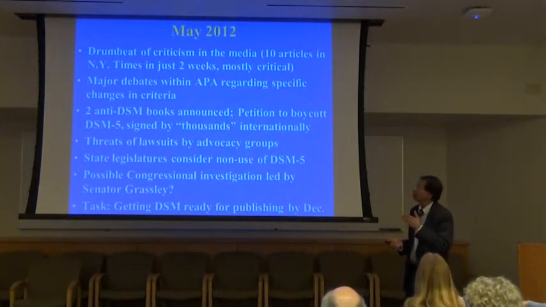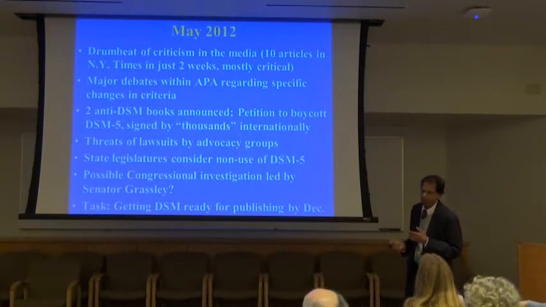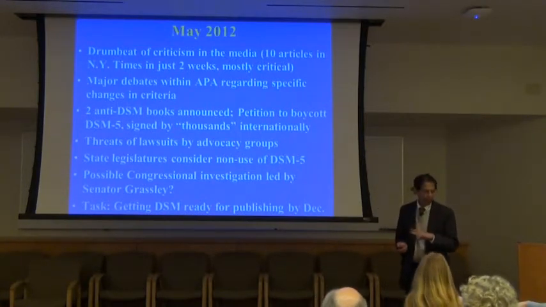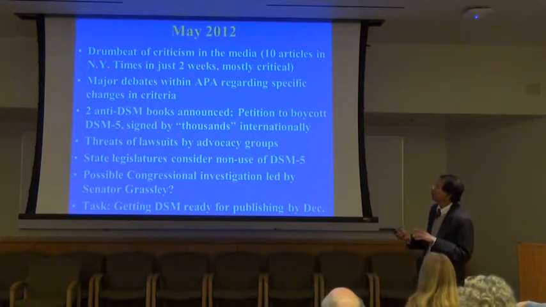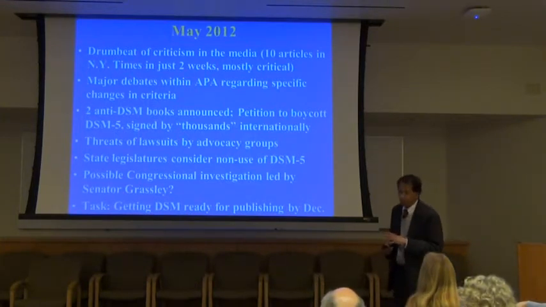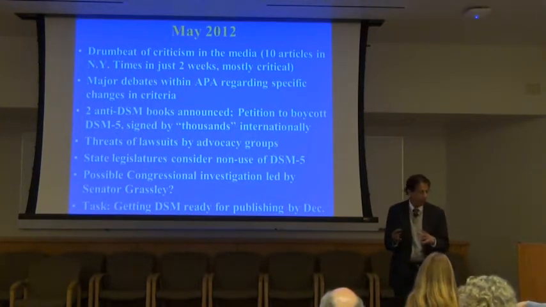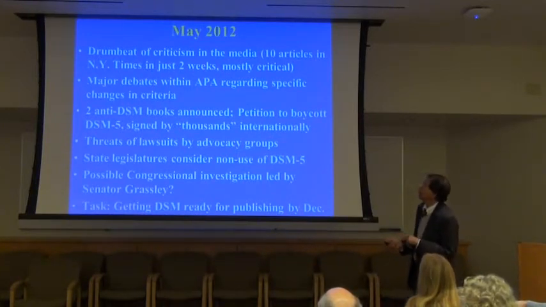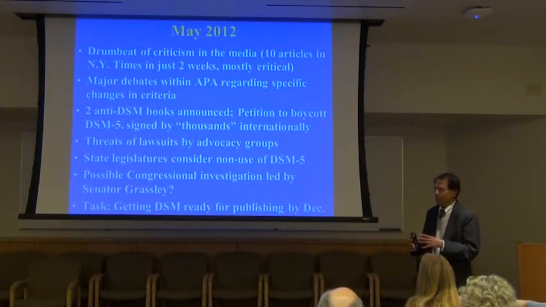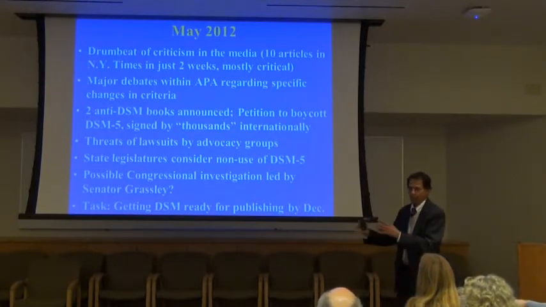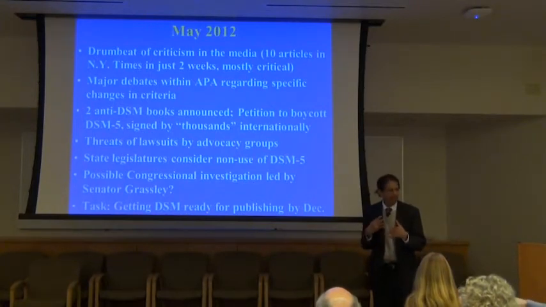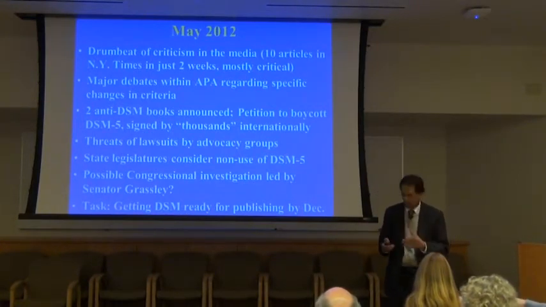Okay. And really, this is the real picture. When I became president in May 2012, the picture looked pretty gloomy for DSM-5. There was a deluge of criticism in the media. The New York Times alone published 10 articles within a span of 2 weeks, most of them highly critical of DSM-5. Even within the APA, there were major controversies, with major differences of opinion among the people who developed the criteria and the people who reviewed them about what we should do.